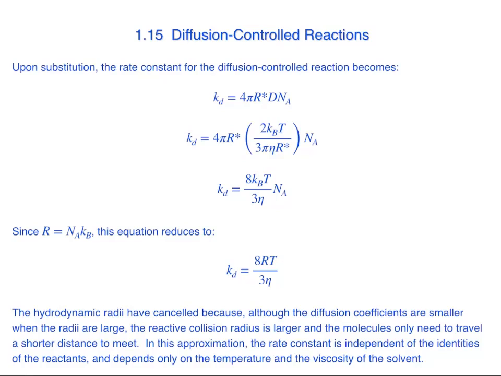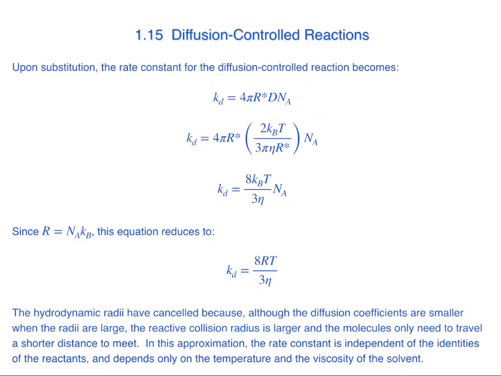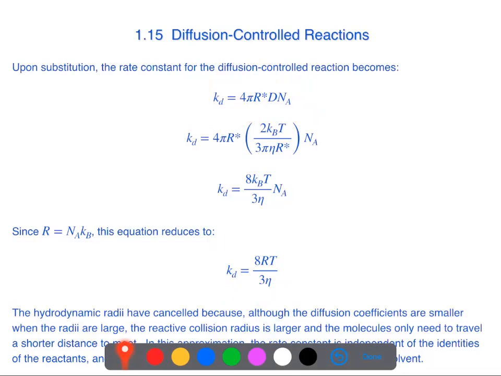So here we've shown two ways in which we can calculate the diffusional rate constant. If we have information with respect to the diffusional coefficients and the critical reaction distance, then we can calculate it using this expression. However, if the only information that you have with respect to the reaction is the temperature at which it's being run and the viscosity of the solvent, then this expression can be quite useful. So let's look at a couple of examples where we use these expressions to calculate the rate constant for a diffusion-controlled reaction.